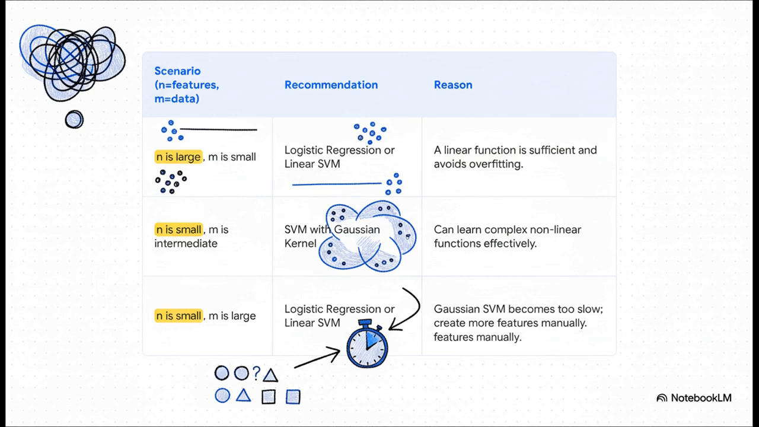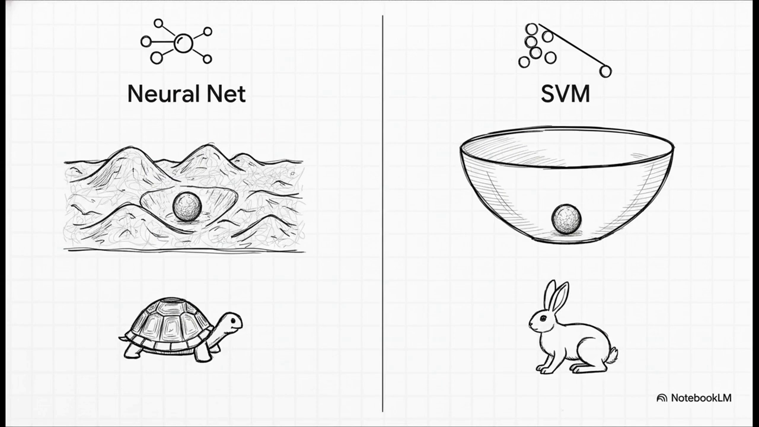In that case, you're often better off creating more features yourself and then just using a simple logistic regression or a linear SVM. So where do neural networks fit into all this? Well, the truth is, a really well-designed neural net can work well in pretty much all of these situations. The biggest trade-off is usually that they can be a lot slower to train.